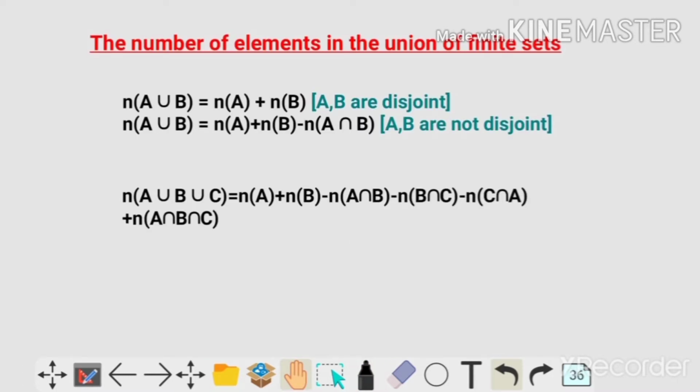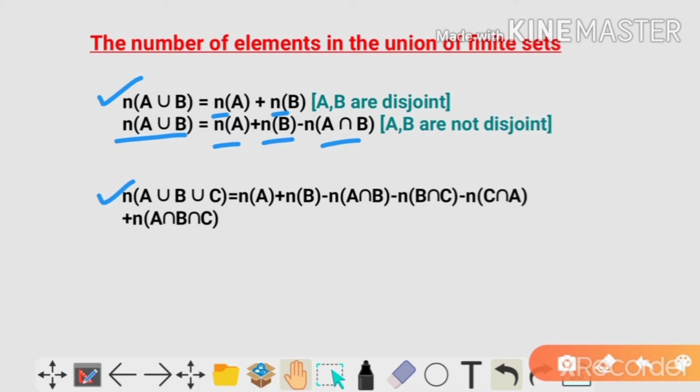When the two sets are disjoint, the number of A union B is equal to the number of A plus the number of B. When the two sets are not disjoint, the number of A union B is equal to the number of A plus the number of B minus the number of A intersection B. Similarly, for three sets, the number of A union B union C is the number of A plus the number of B plus the number of C minus the number of A intersection B minus the number of B intersection C minus the number of C intersection A plus the number of A intersection B intersection C. So this is the formula.